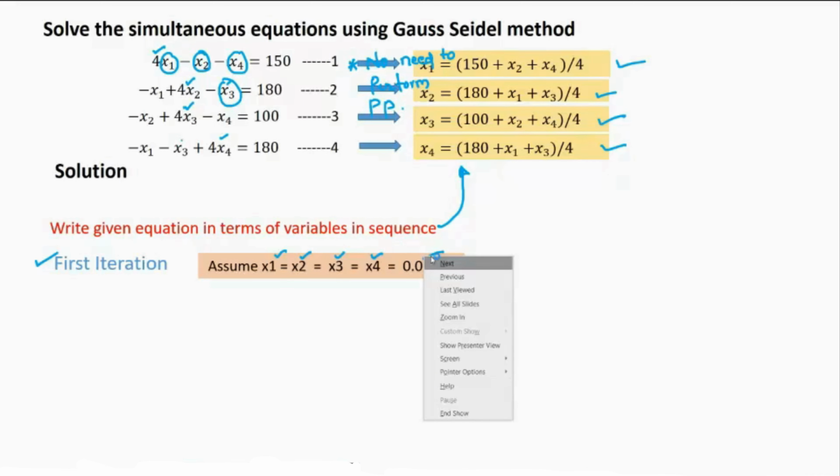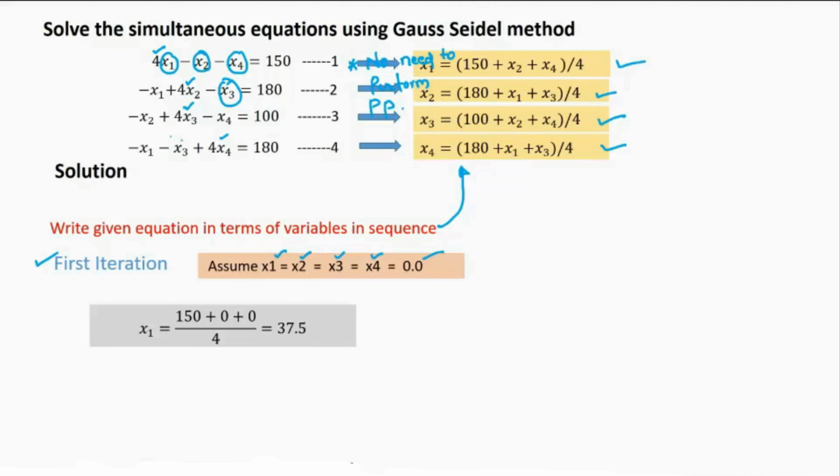So next, what do you have to do? Once you have assumed this, we have to start iterations. For performing iterations, I have not written the equations here once again. See here, x1 is equal to, so I will write here, this is x2 and this is x4. Now for the first iteration, x1 is equal to 150, same equation. So this is the equation for x1.